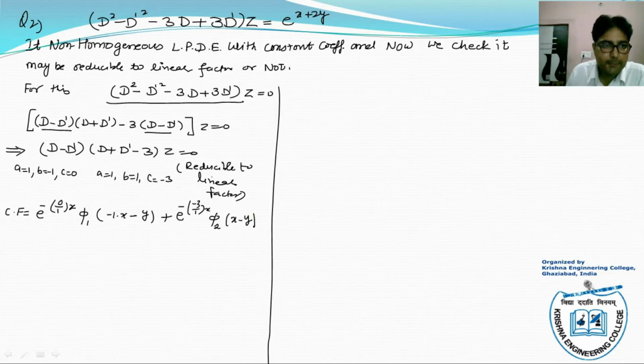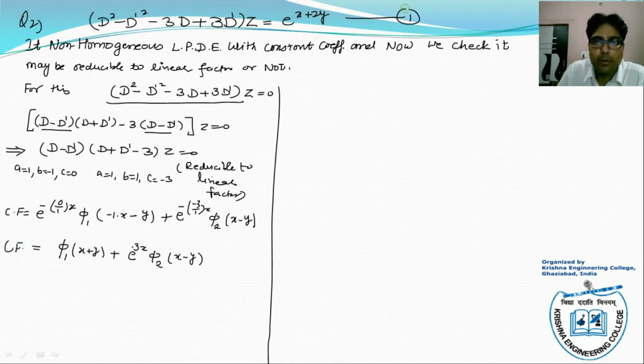Clear? So e to the power minus 0 becomes 1 and phi 1 we take as an even arbitrary function, so we can write phi 1 of x plus y. Clear? Plus e to the power 3x and phi 2 of x minus y. This is the required CF of the given problem. Now find the PI.